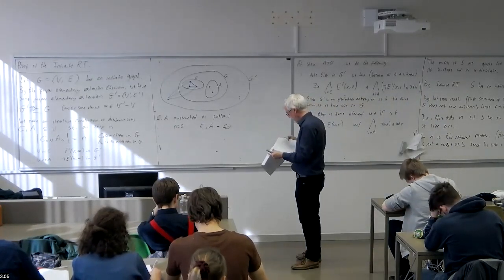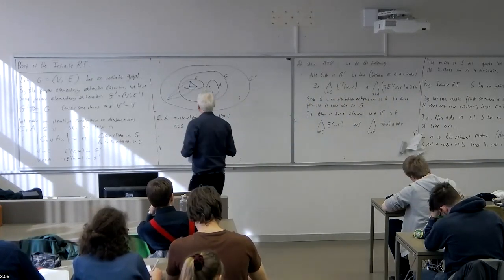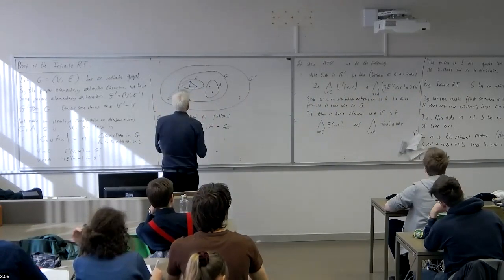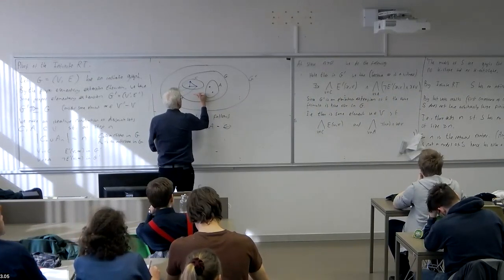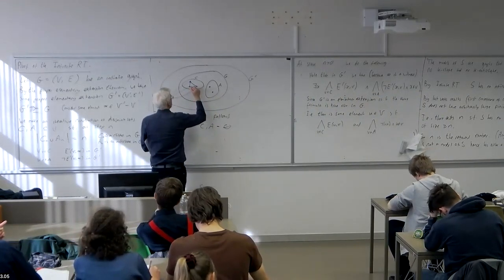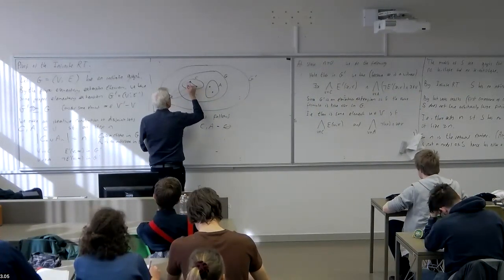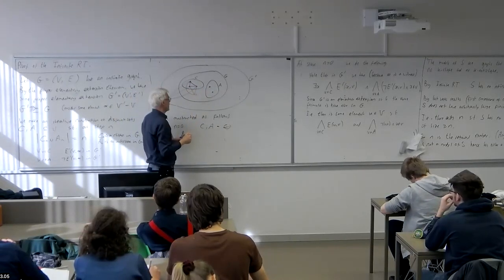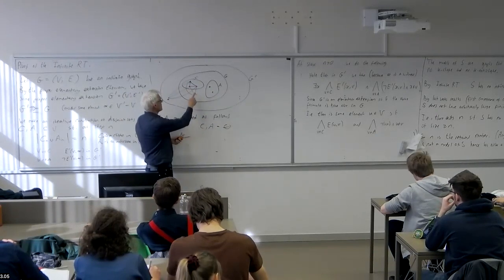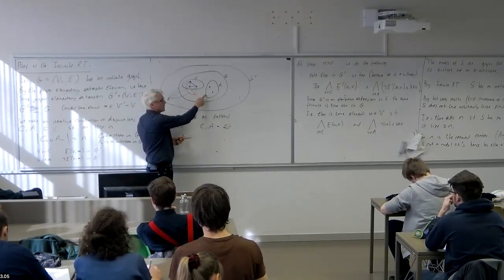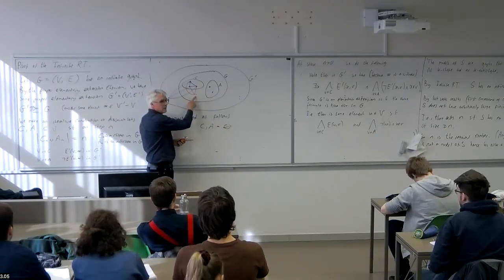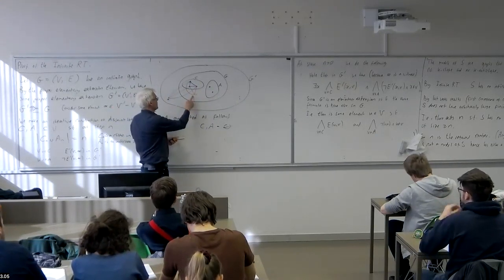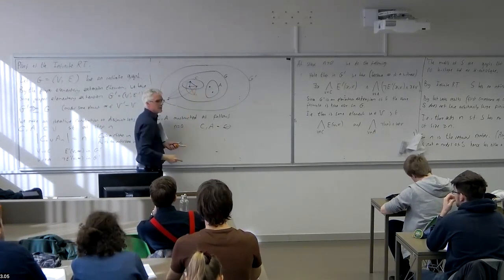I'd like to put this on my picture. So let's put this part in orange. We've got some vertex U in G such that it's connected to all the vertices in C, but it's not connected to the vertices in A. And now what we're going to do is either enlarge C or enlarge A to contain U. Can anyone see what the condition is? There's a condition that tells us when to put U into C and when to put U into A.